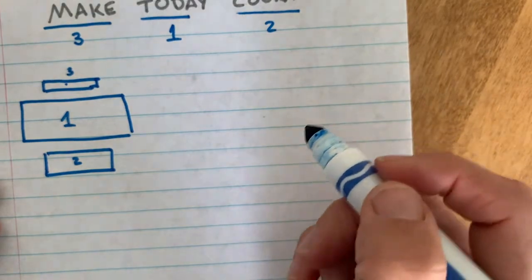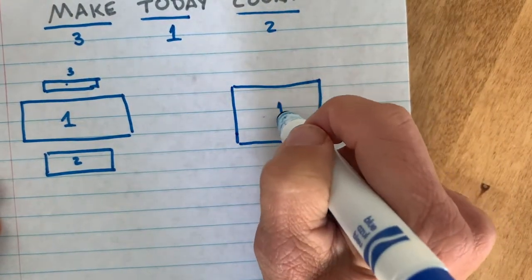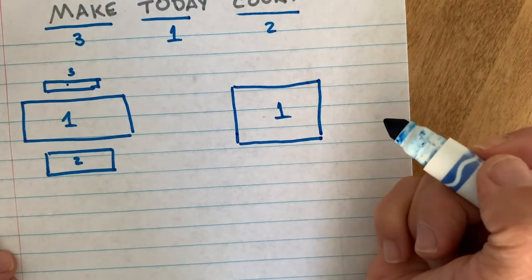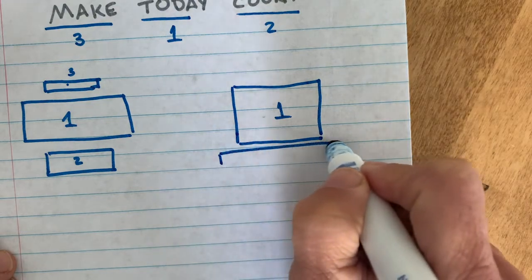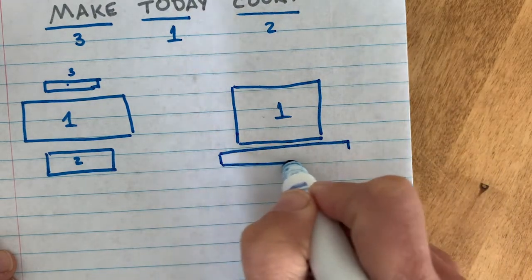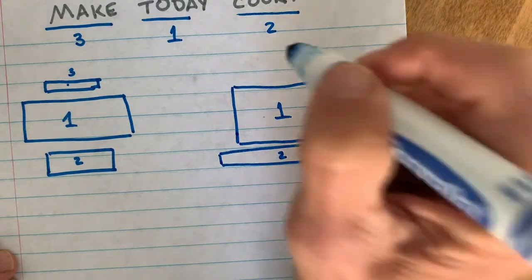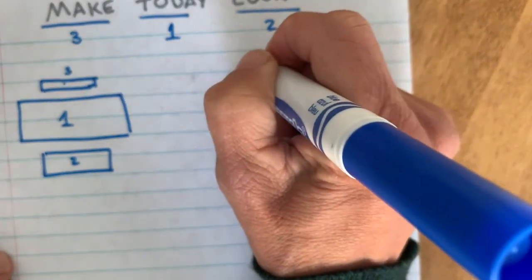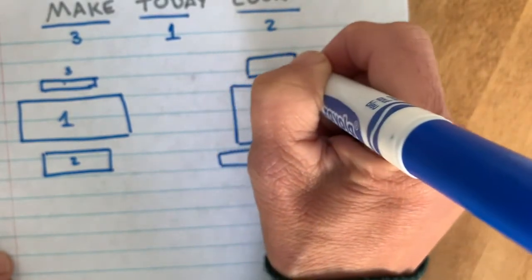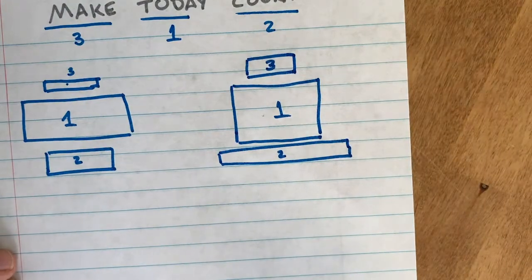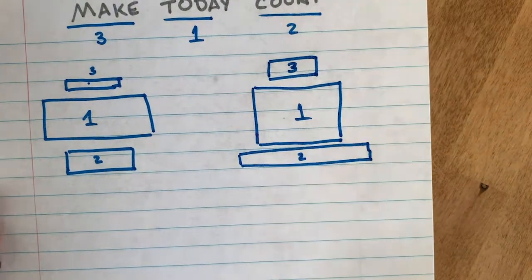I could also say I want today to be really tall and narrow. So this is word 1. And count could be really stretched out and long. And maybe make is somewhere in between. So we're creating really simple layouts for our 3-word affirmation.